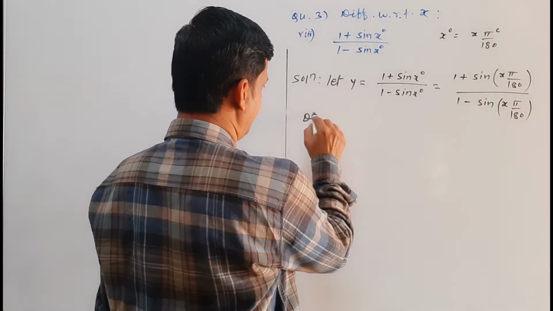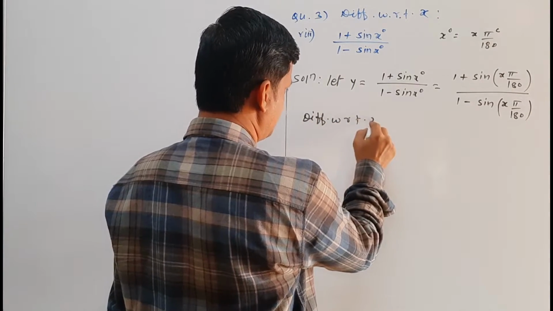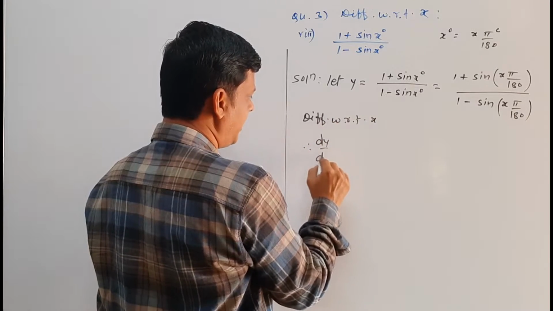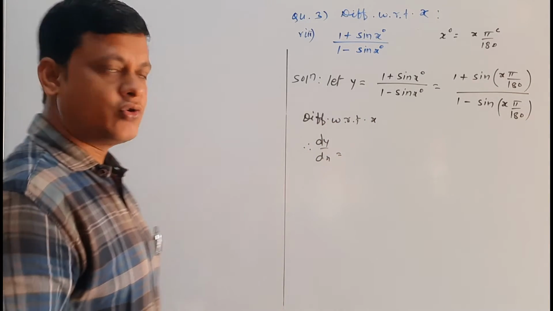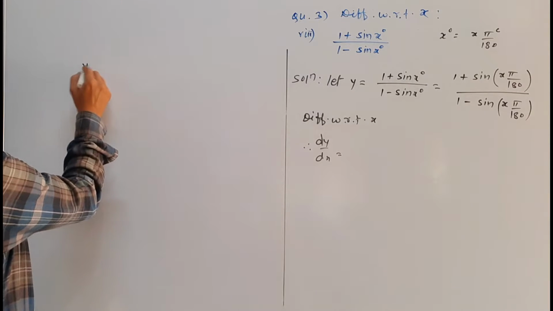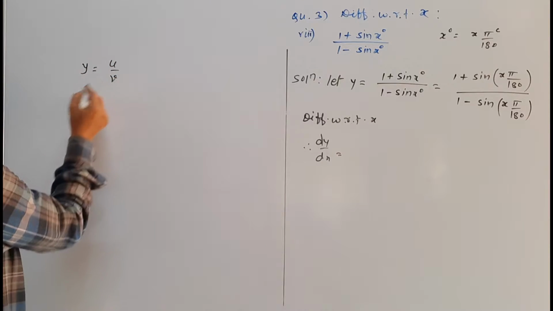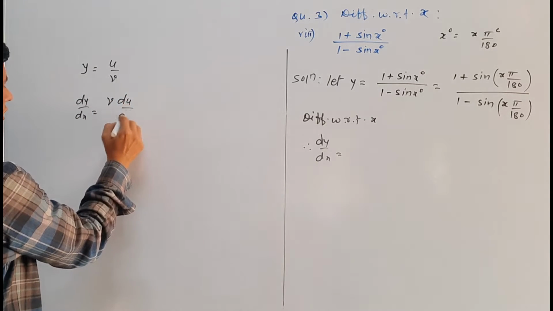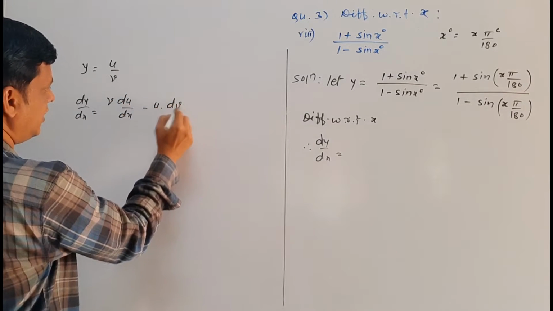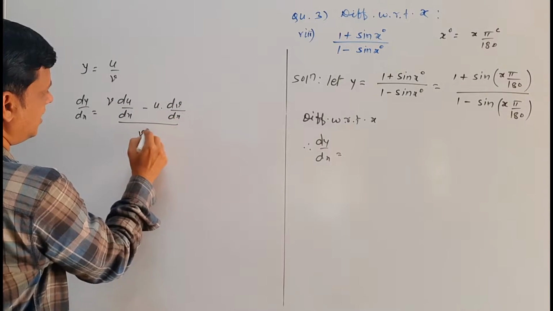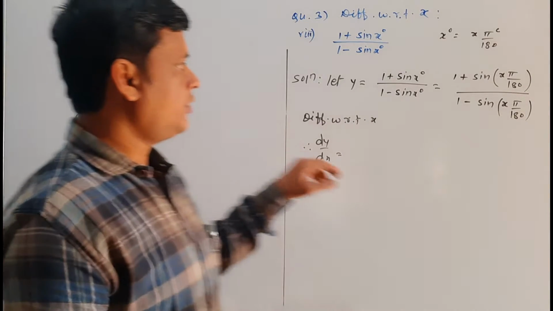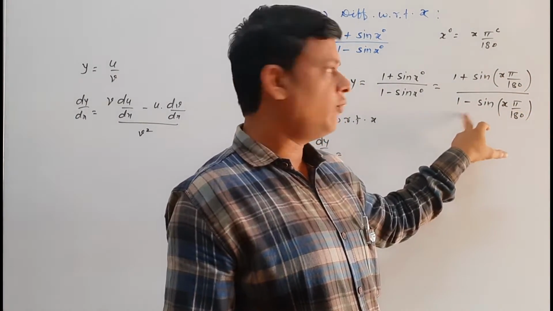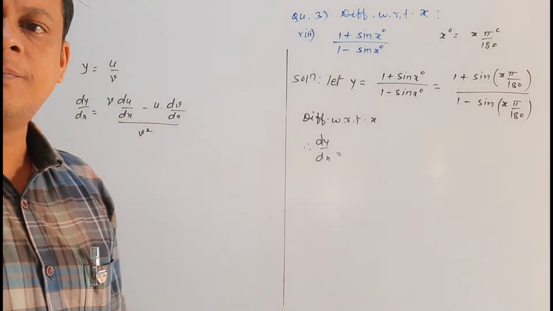So we write here differentiate with respect to x. Therefore derivative of y is dy by dx. So we have to apply here quotient rule, and we know the quotient rule. If y is equal to u by v, then its derivative dy by dx is equal to v into du by dx minus u into dv by dx upon v square. So here in place of u 1 plus sin x pi by 180, and in place of v 1 minus sin x pi by 180.